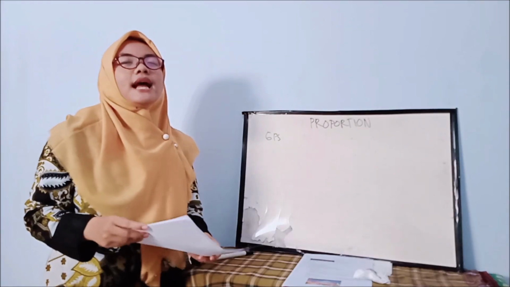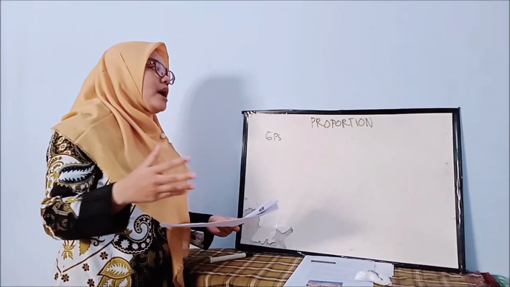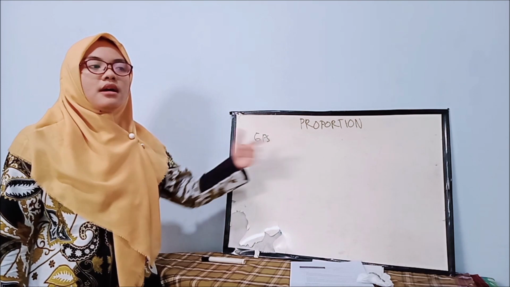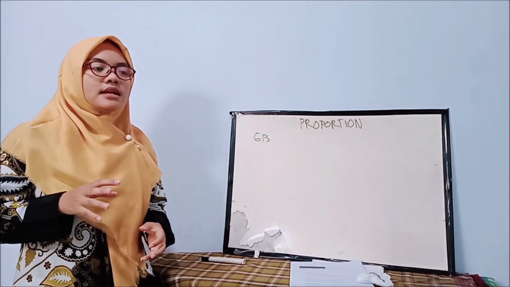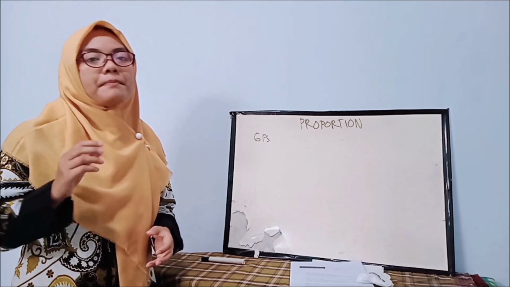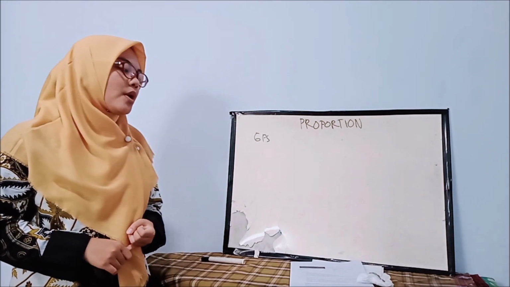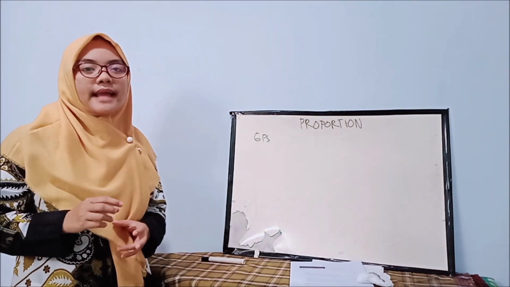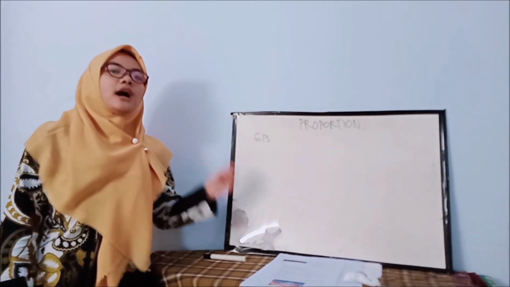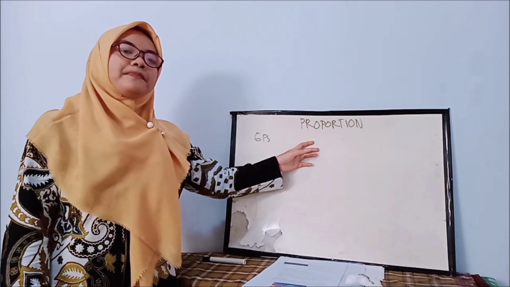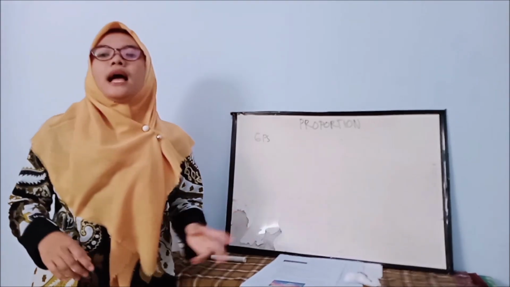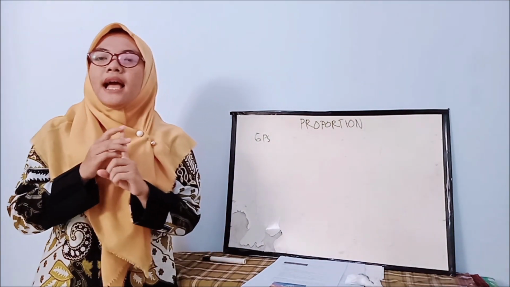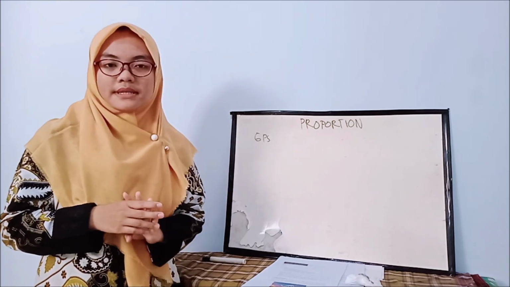The first material is direct proportion. The goal of learning proportion today is that you can know about direct proportion. What is a direct proportion? And you will find the concept of direct proportion. And now we will start our material about proportion. Before we start, I will divide you into some groups. One group will have 3 or 4 members.